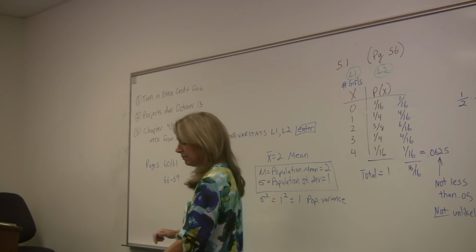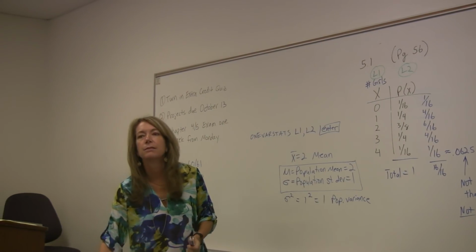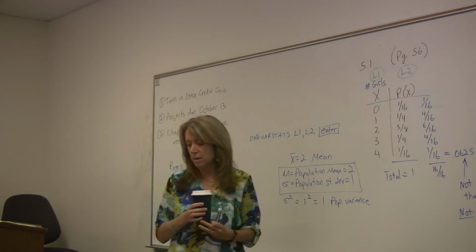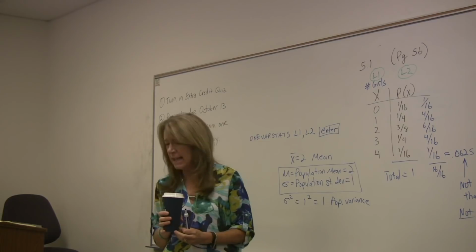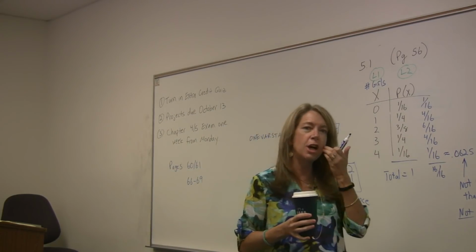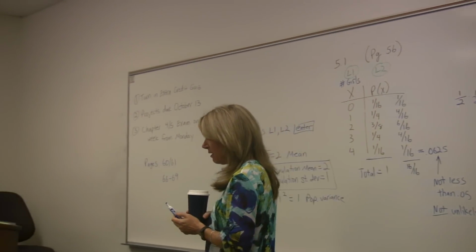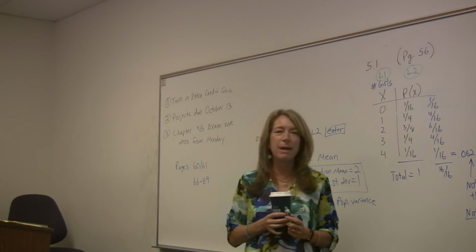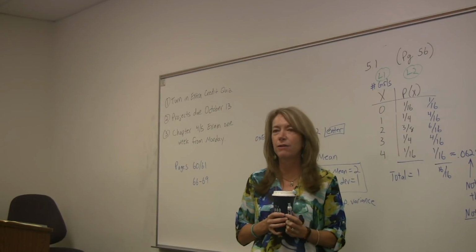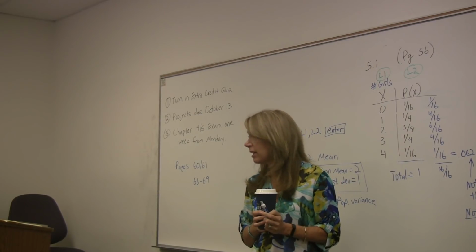Expected value. Top of page 57. I expect you to highlight, circle, scribble, star, whatever you need to do on the top of page 57. When you're asked for the expected value, what are they really asking for? It says it right there on the page.